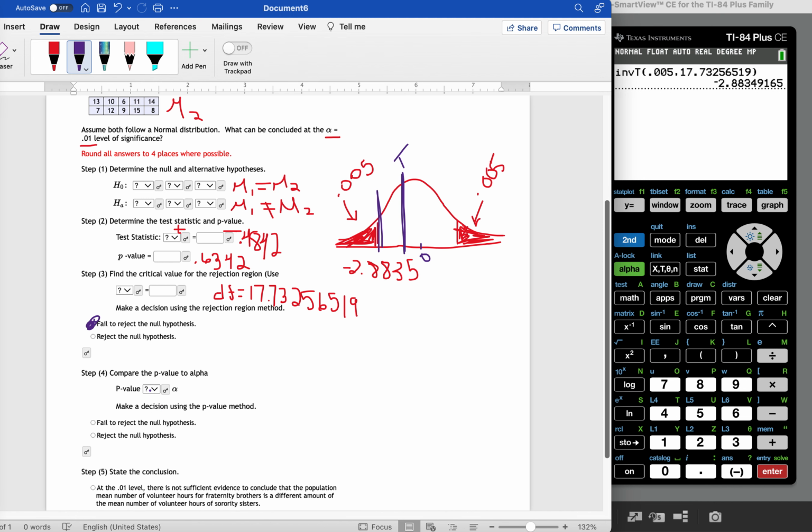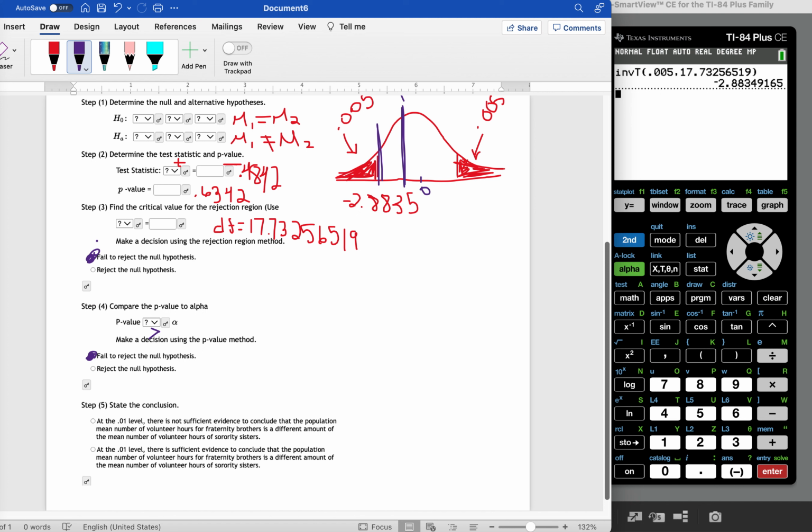Now, when we do this using the p-value, I want to look to see if my p-value is less than or greater than alpha. So if I look at my alpha level, it's 0.01. My p-value is 0.6342. So my p-value is greater than my alpha, which means we're going to fail to reject the null again.